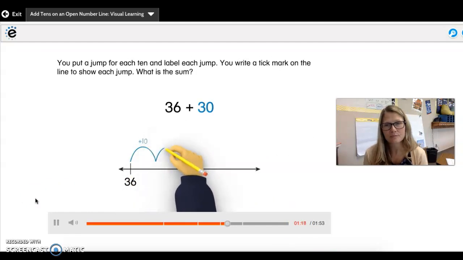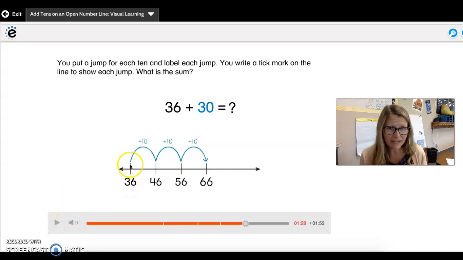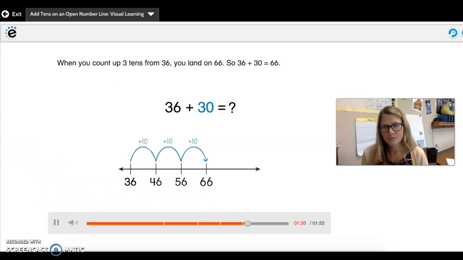You put a jump for each 10 and label each jump. You write a tick mark on the line to show each jump. What is the sum? So we should be able to identify, right? Here's 10 plus 10 plus 10 more to get our 30 total. And the number, of course, that we end on is our sum. So the answer is 66. When you count up 3 tens from 36, you land on 66. So 36 plus 30 equals 66.